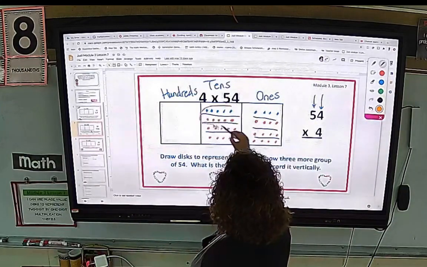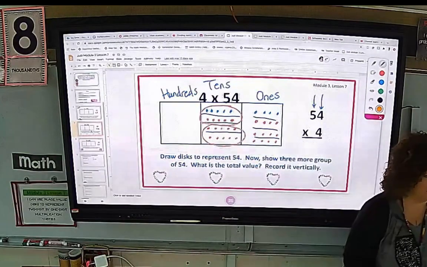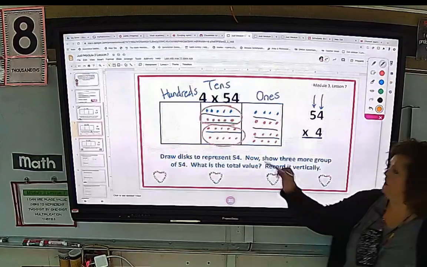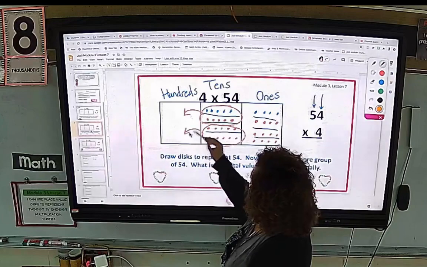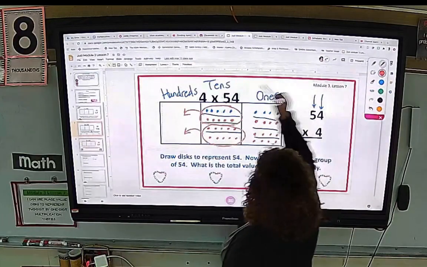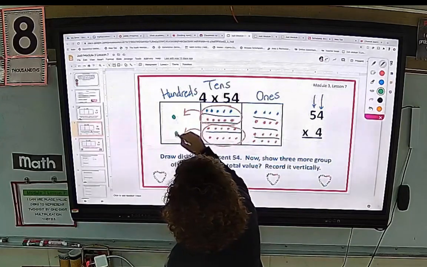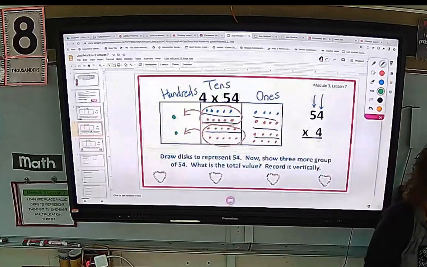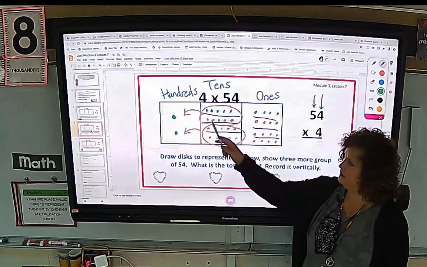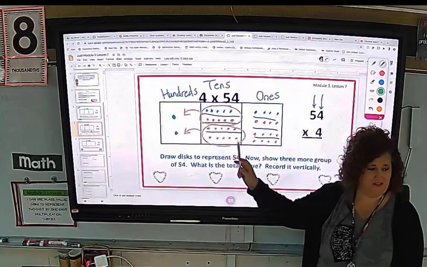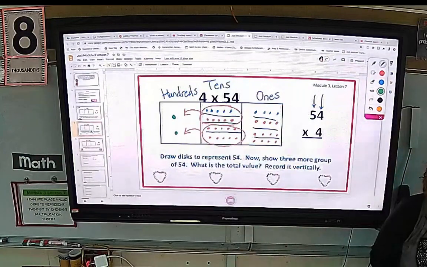So 2 5s would make a 10, and another 2 5s would make a 10. We have 2 groups of 10, don't we? So we're going to move that over and move that over. And let's draw those dots over here. See how we did that? Here's 10. That became 100 because 10 tens is 100. That group of 10 became a 100.